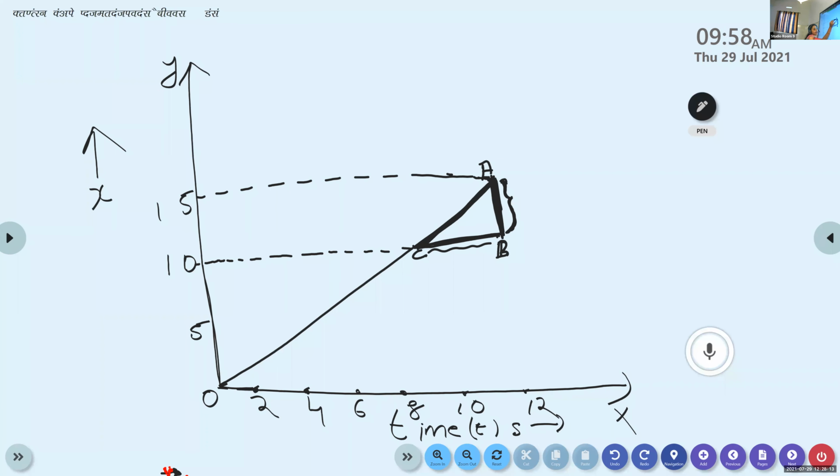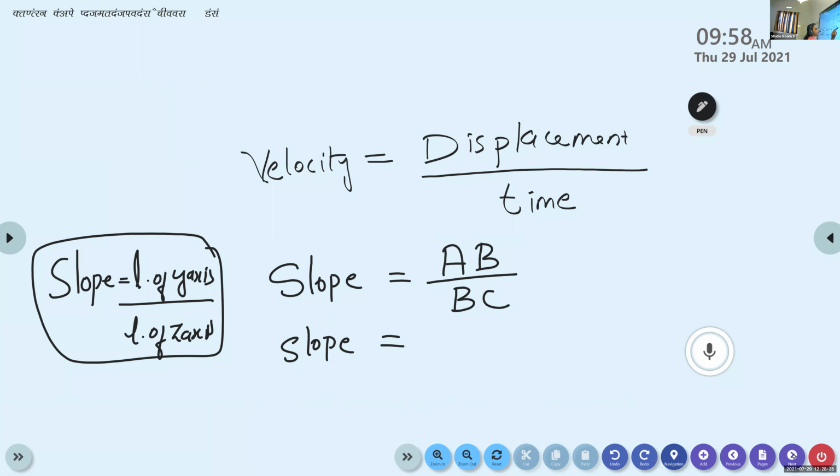So we must consider the values portrayed on the y-axis. So A is indicating 15 and B is 10. So here we can substitute the values. AB is equal to 15 minus 10. It is the shortest distance between the initial point and the final point. That is 15 minus 10.